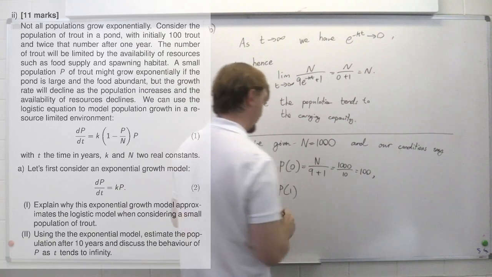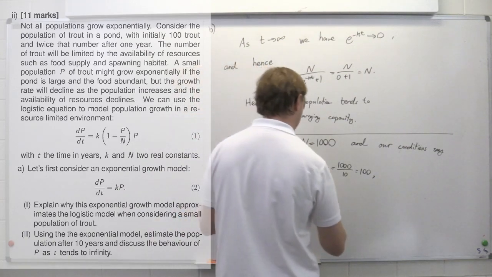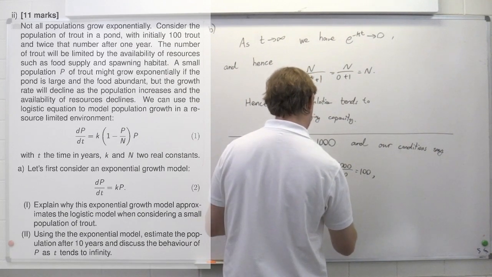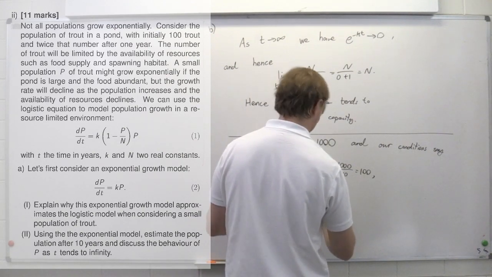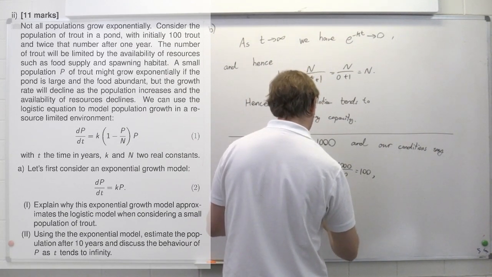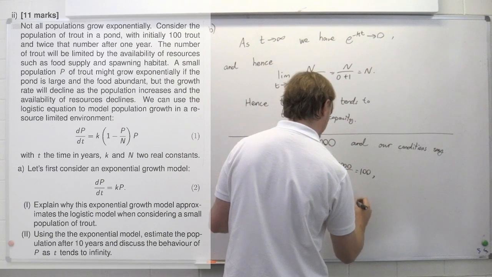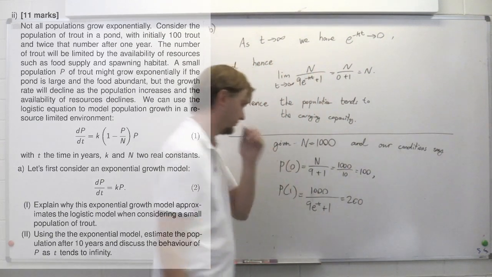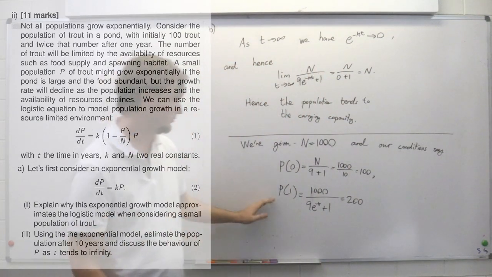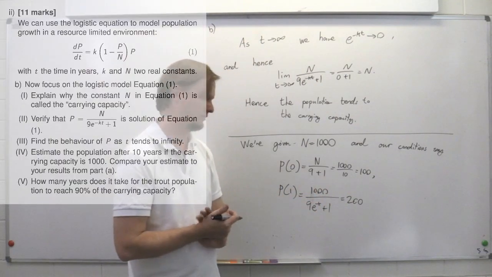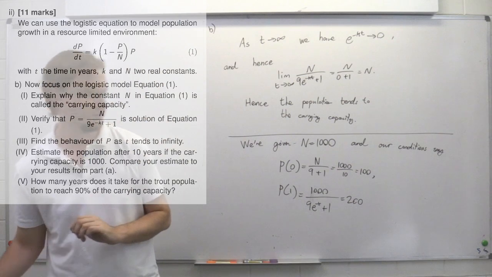But we're also told what happens after 1 year. We're told that it'll be the carrying capacity, which in this case is 1,000, over 9e to the minus k plus 1, is equal to 200. So this is an equation. It's not too difficult an equation to solve for k, so let's just solve it.